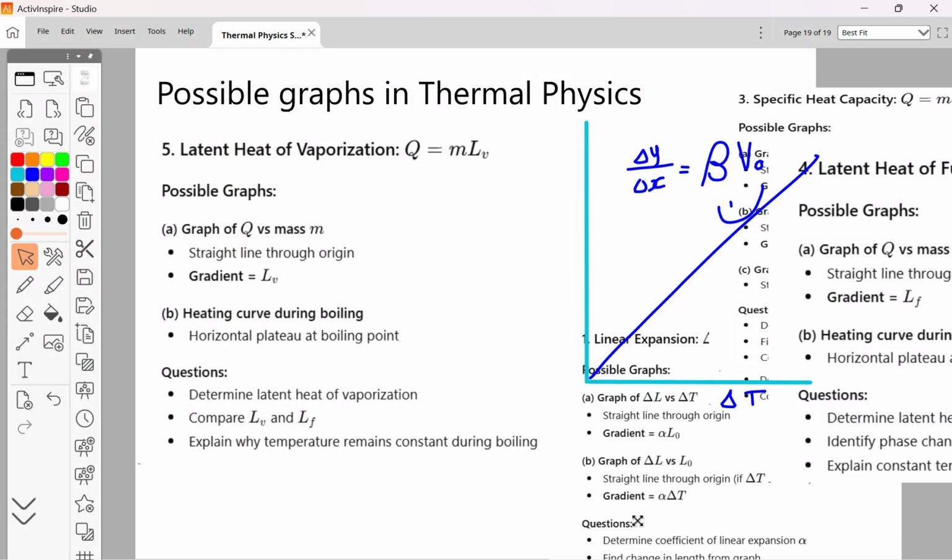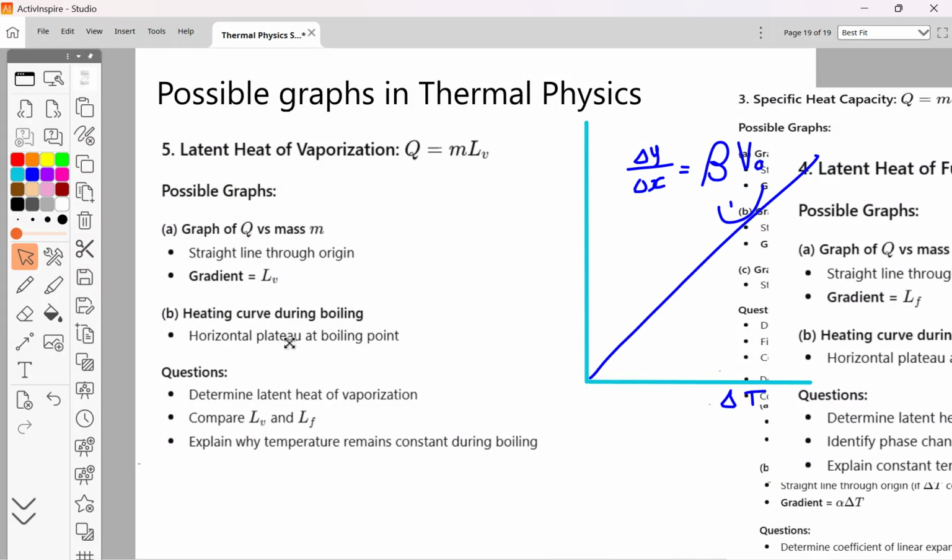So yes, please play around with these graphing questions and see if you can predict what we could give you. And that's the end of thermal physics.